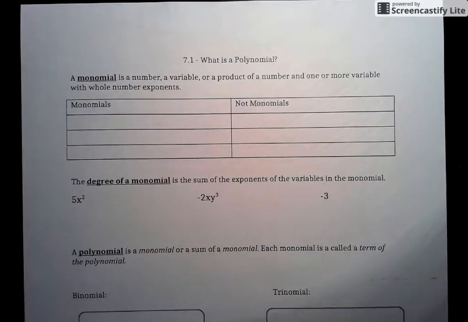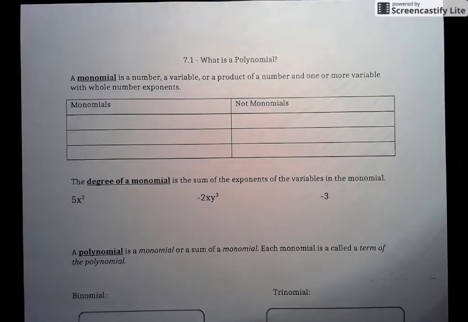So this chapter is on polynomials, and to start off, we have to make sure we know our vocabulary for what a polynomial is. Now, a polynomial has three different terms or three different names for it, and that would be a monomial, a binomial, and a trinomial. With a monomial, it's one term. With a binomial, it's going to be two terms, and with a trinomial, it's going to be three terms.